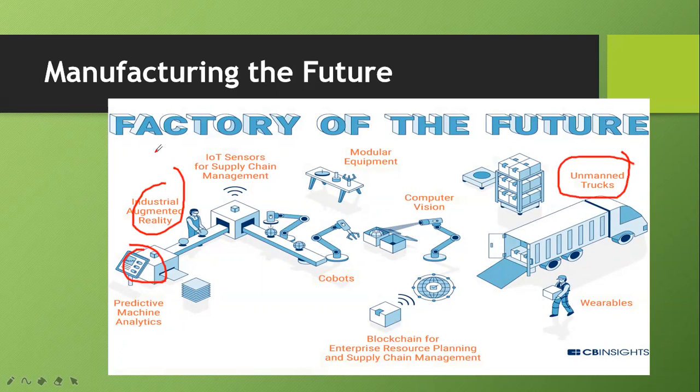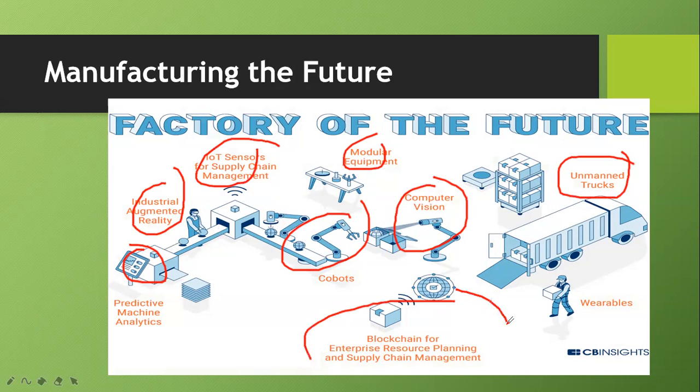We will also have sensors for supply chain management. We also have modular equipment. And then in the future, we will also have cobots, the vision or computer vision, and blockchain for enterprise resource planning and supply chain management.